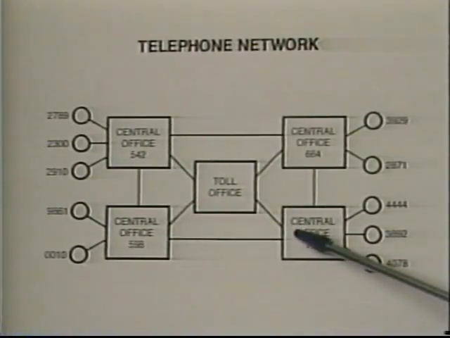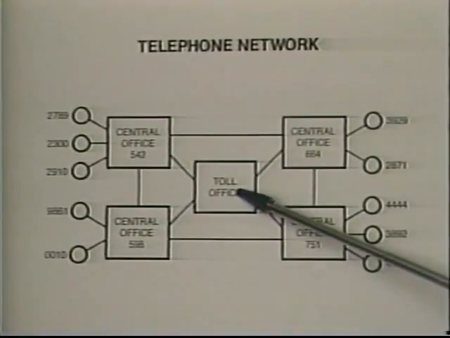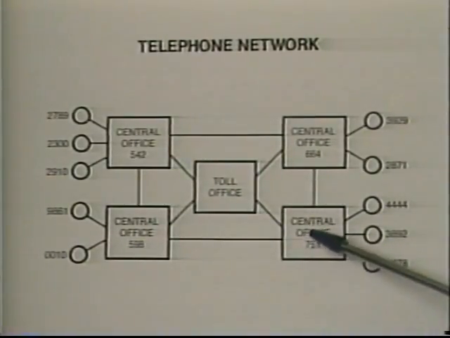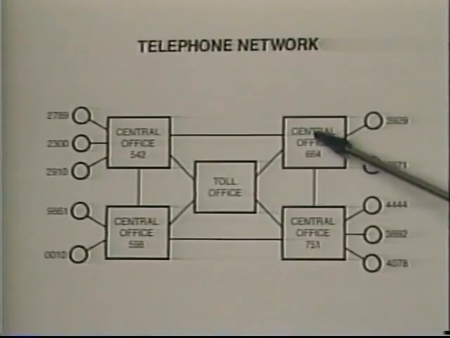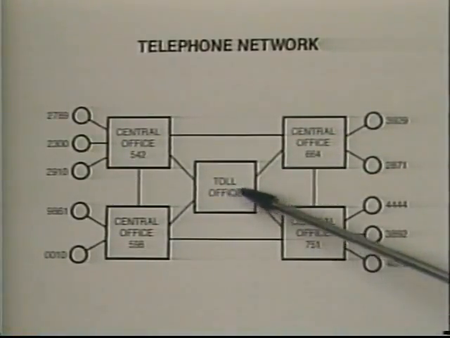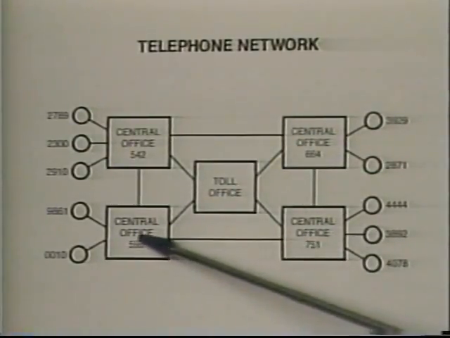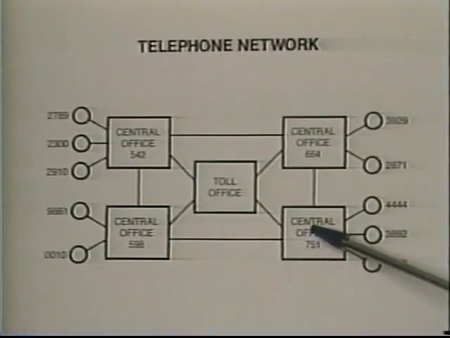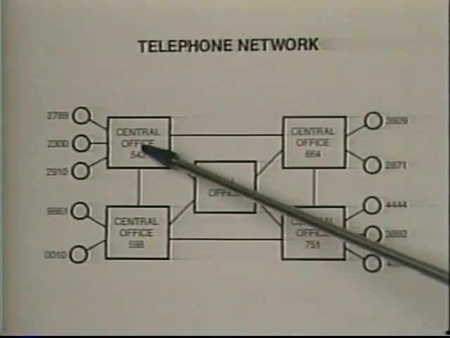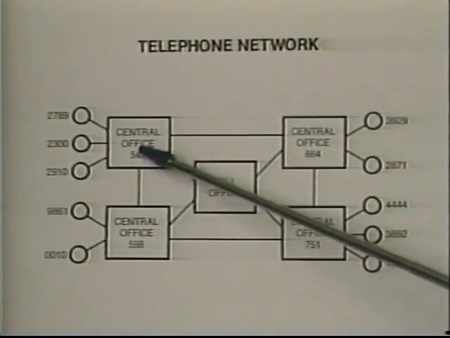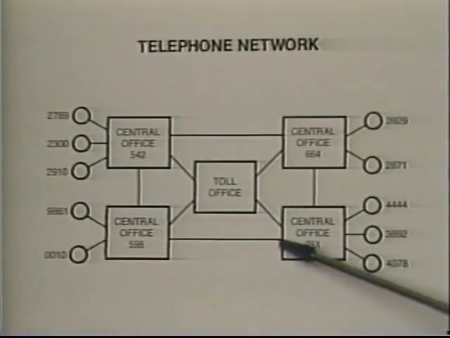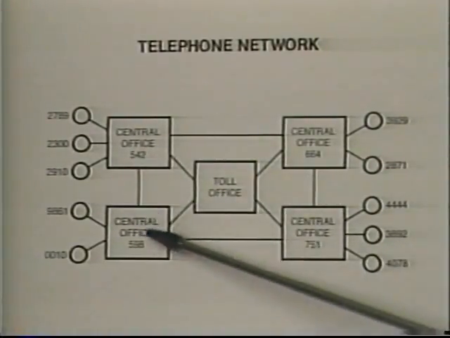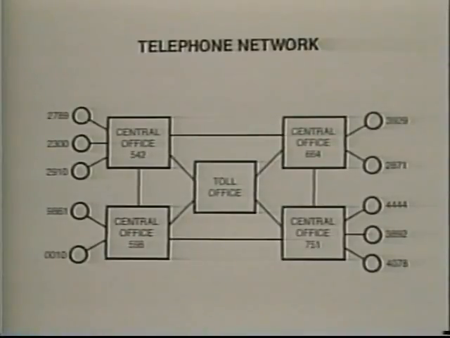Now, if all the trunks between my office and the toll office were busy, it's possible a call could be routed up these trunks and then down to the toll office, or over these trunks to another central office to the terminating central office. When the call is placed via the direct route, we call that the primary route. When the call is placed via an alternate route, we call that the secondary route.